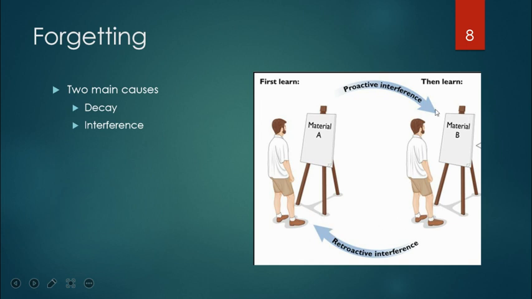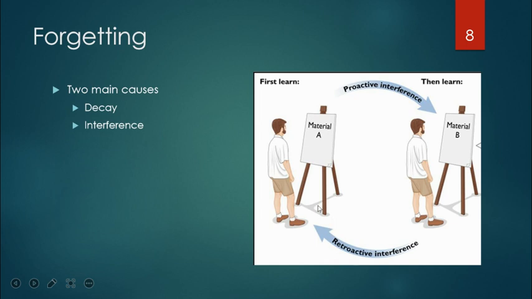Time passes, and now he's trying to learn material B. But material B is very similar to material A. So his past knowledge of material A is going to interfere with his ability to learn material B. This is what we call proactive interference. Your ability to remember and recall and use material B is being hampered by your previous experience with material A. So retrieving material B is going to be a little bit harder because of past material A. Think of the interference moving forward in time, proactively moving forward in time.